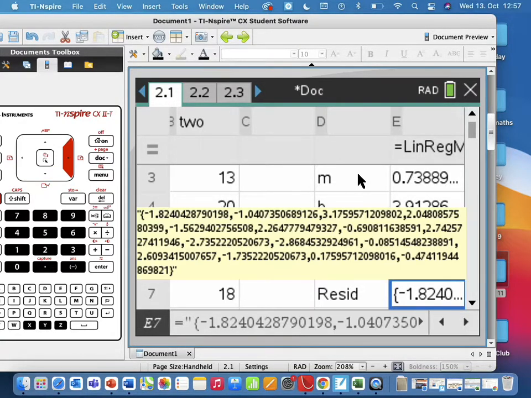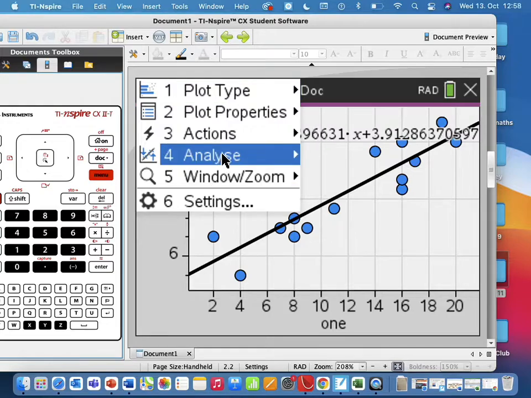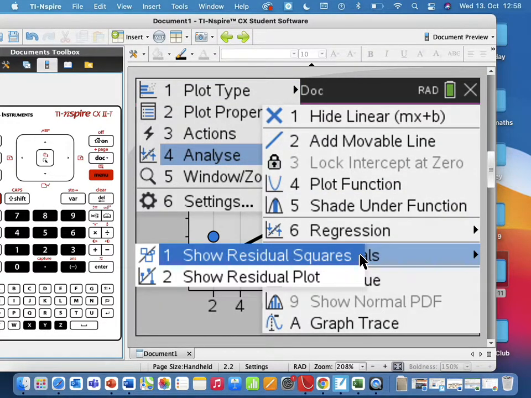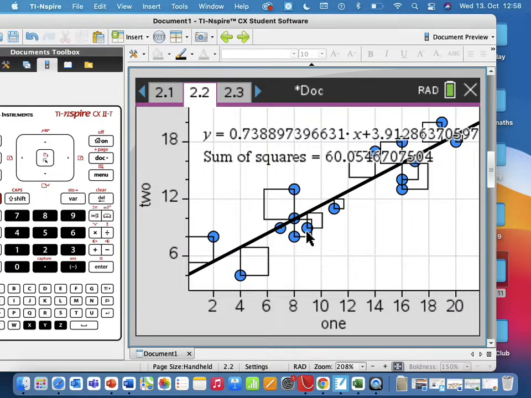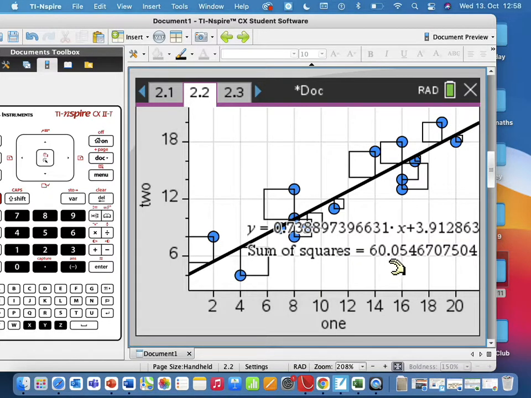Down here, these residuals are quite interesting, but there's not a lot we can do from that menu page. But if we go to this page here, menu, analyze, residuals, show residual squares. Now, this is a pretty powerful menu because we've now got the sum of the square residuals is 60.05. So that's all of these areas added together. Now remember, the line of best fit tries to minimize the sum of all these areas. So if the line was a bit higher, if the line was a bit lower, this sum of squares wouldn't be at the minimum. So there's the sum of squares.